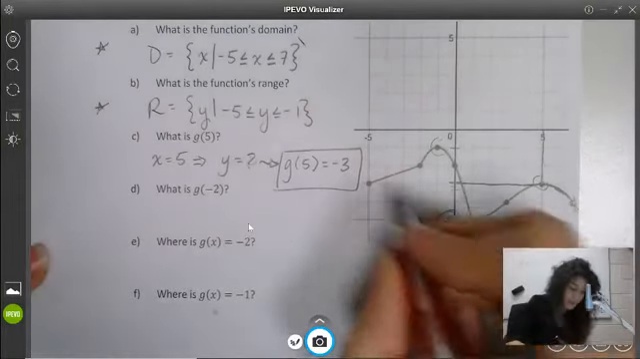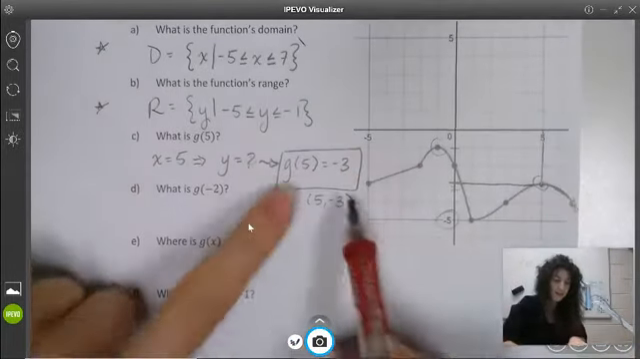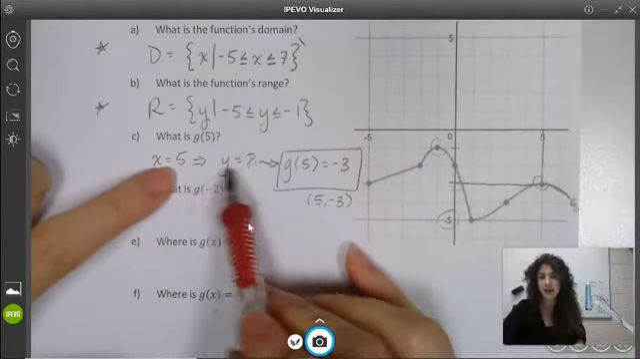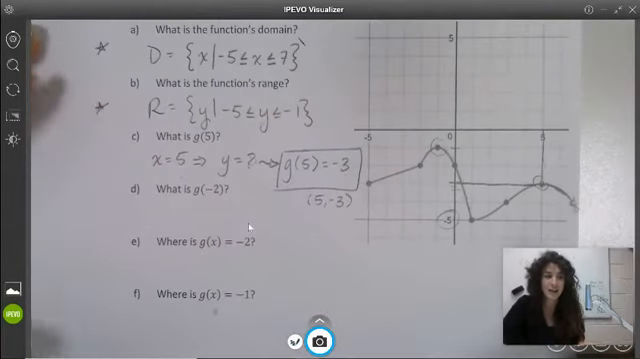If you want, you can write this as a point. So the final point would be 5, negative 3. So notice that there's just a shift in notation because we're learning a new notation, but you're still finding the same values, finding a y value given an x value. It's just a different way of writing it.